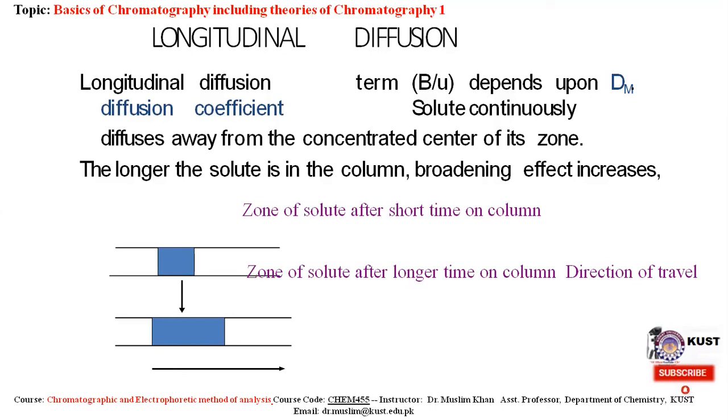The longitudinal diffusion can be minimized. The upward diffusion in the mobile phase can be eliminated by increasing the pressure or the flow rate of the mobile phase down the column. So this is a zone of solute after a short time on the column, and a zone of solute after a long time on the column, in the direction of travel. So the longer the solute stays in the column, the broadening effect increases.